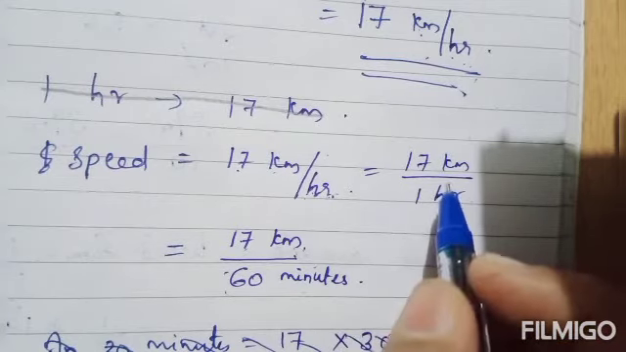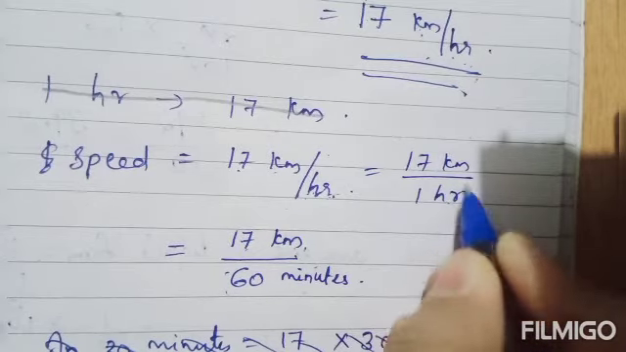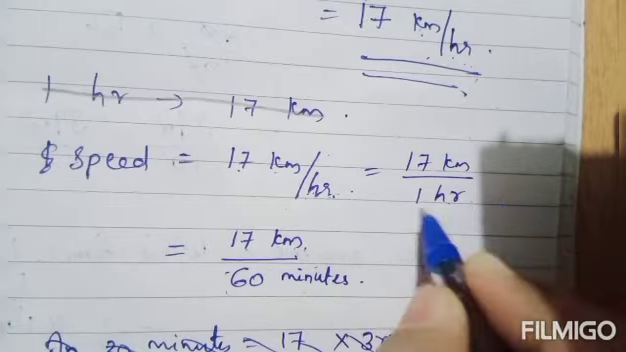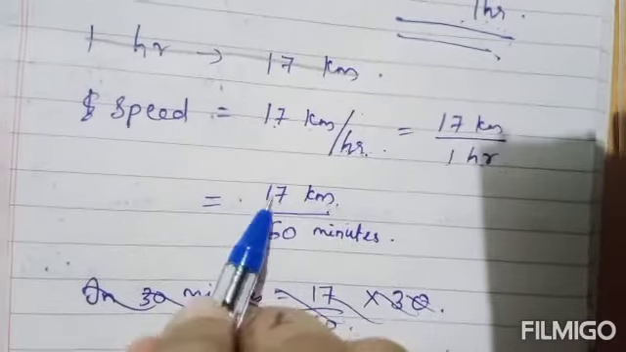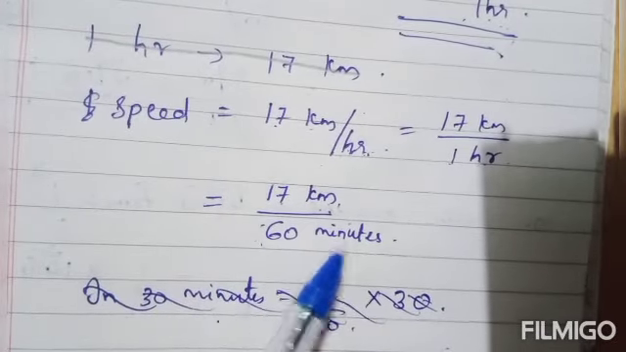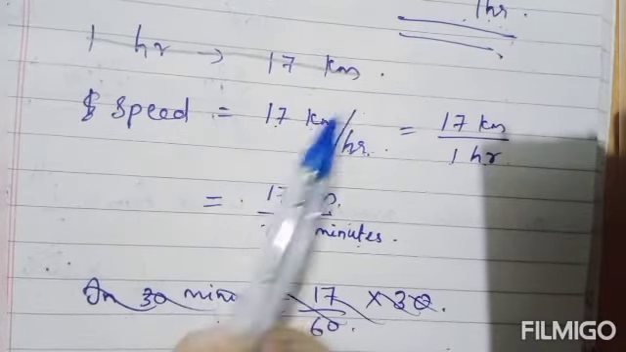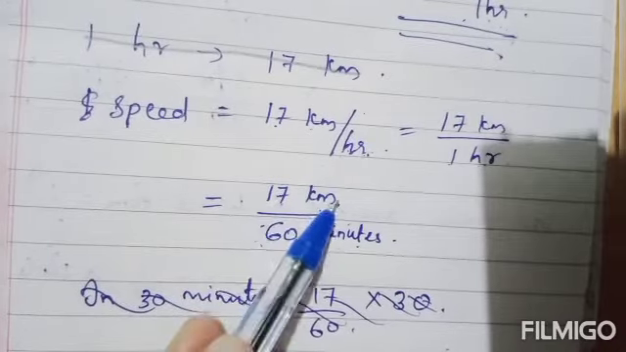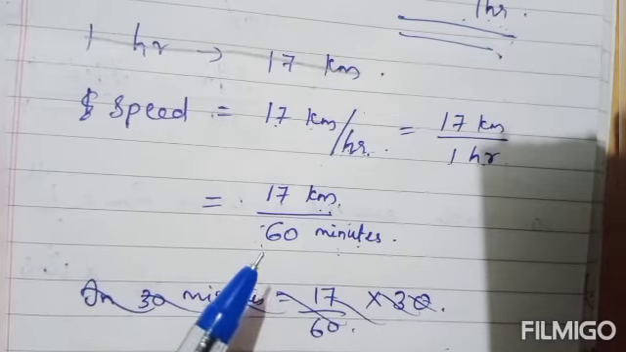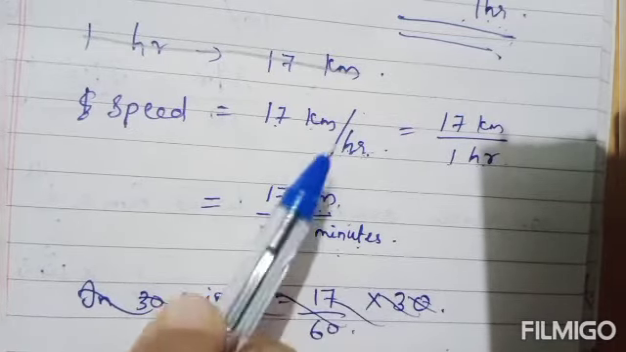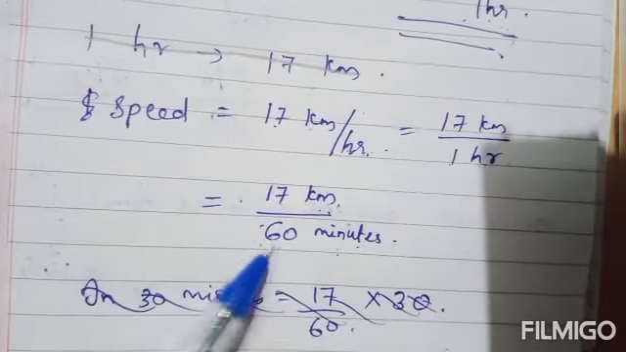In order to find how far the train goes in 30 minutes, this hour you have to convert to minutes. So you know 1 hour is 60 minutes. So you can write 17 kilometer per 60 minutes, because we have to find how far the train goes in 30 minutes. That's why we are converting hour to minutes.